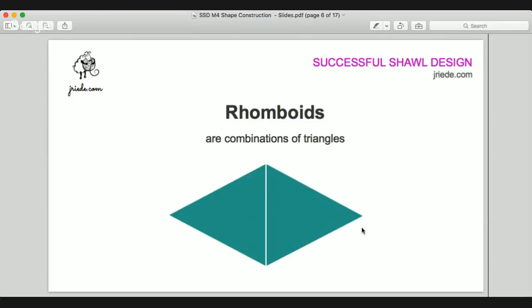Rhomboids are combinations of triangles too. In this case, we can, for example, start here at the tip with casting on 3 stitches and increasing according to the angle we want to achieve here. And just increase until we reach our desired width of the shawl, and then do a mirror image with decreases until we reach 3 stitches again, and can bind off basically.